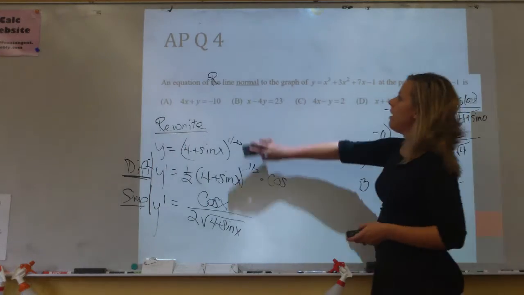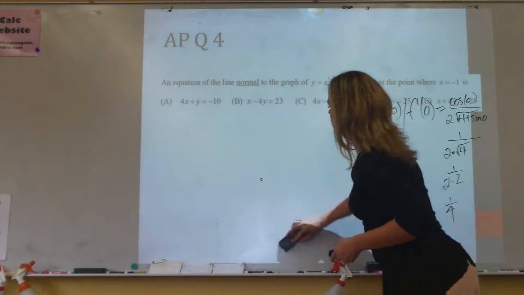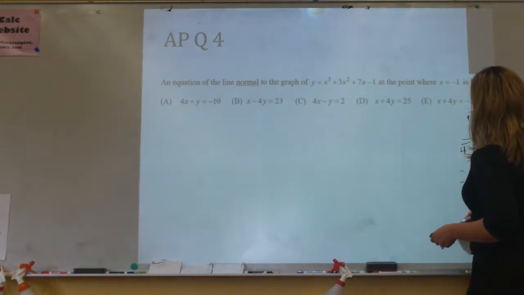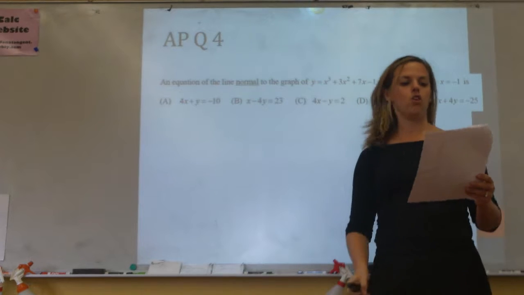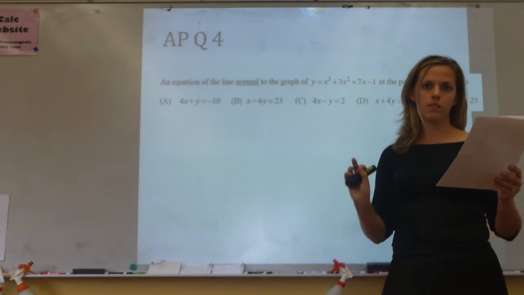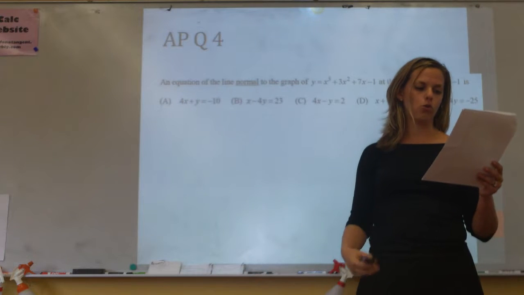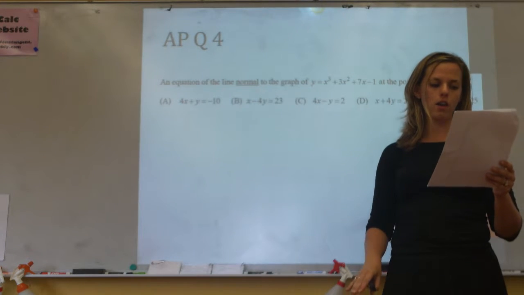Okay, now this one. Let's see. This is saying, what's the equation? I'm going to have you do this completely on your own. An equation of the line normal. Luckily you underlined the word normal. Normal to the graph of y equals that cubic function at the point where x equals 1.